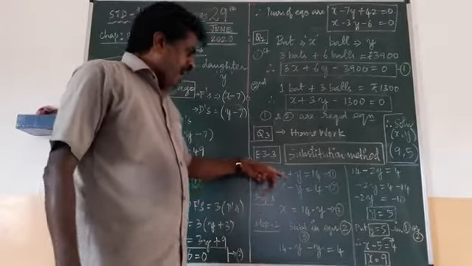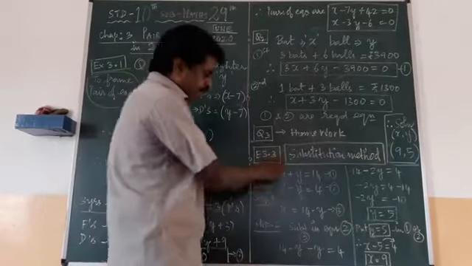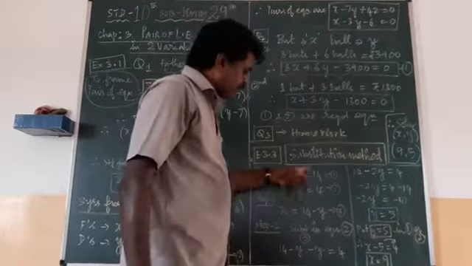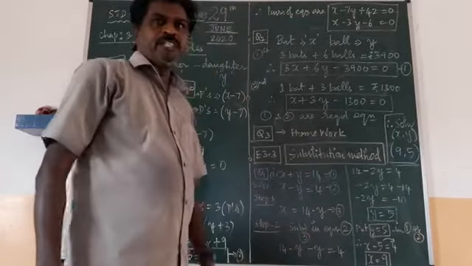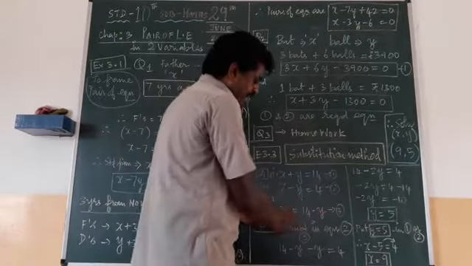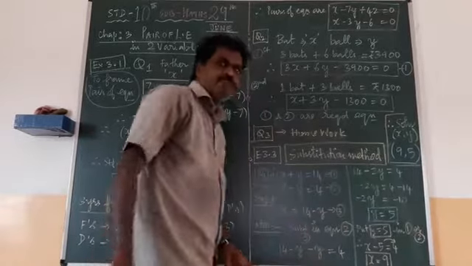Step 1, I am taking the first equation and converting it in terms of x. I am keeping x on one side, moving y to the other side. So your first equation will become x equals 14 minus y. Let it be the third equation. It is the substitution equation. Take this x value and substitute it in the second equation.